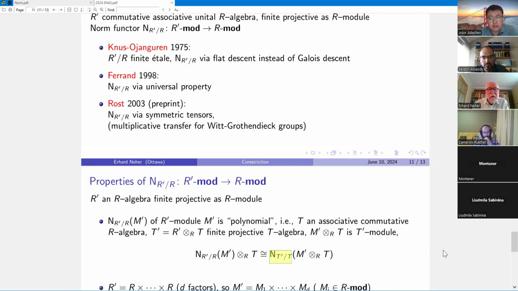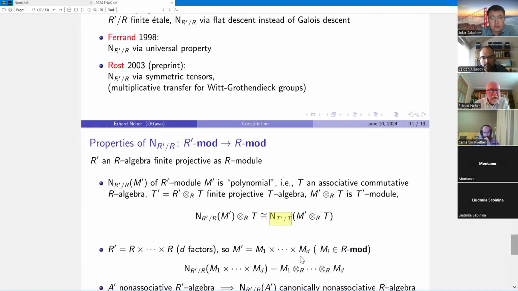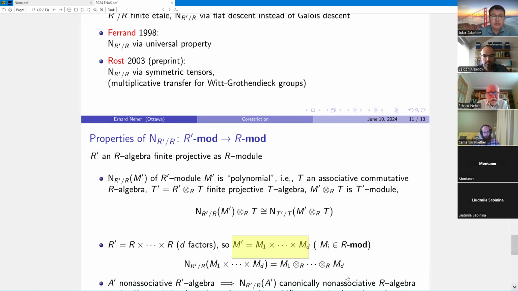And this is a basic property which Ferrand used to define his construction. Now, again, we have the split case. In the split case, if I take R prime as a product algebra, we have d factors of the base ring R. M prime then is just a direct product of R modules, and the norm is the tensor product, as we have seen in the field case.